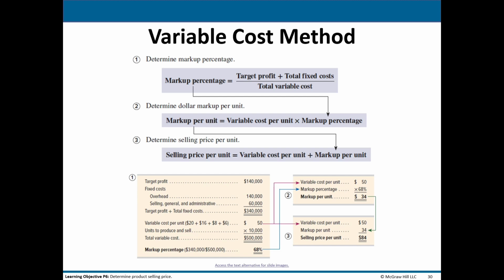To illustrate, we draw on the variable and fixed cost data for those 10,000 headphones from the previous total cost example. Our target profit is $140,000. At a selling price of $84 per unit, income equals the contribution margin, 10,000 units times $34 markup per unit, minus $200,000 fixed costs, which gives you the $140,000.